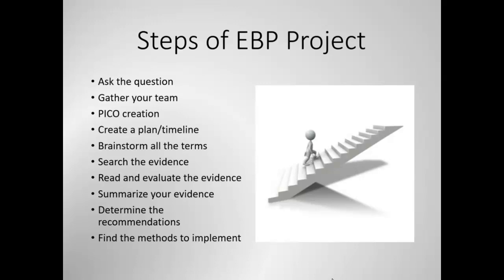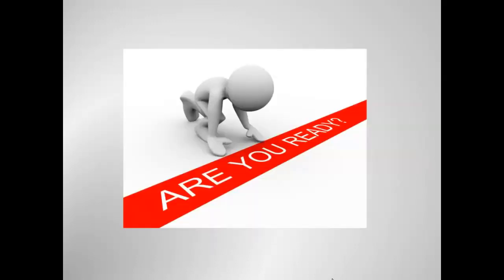Once you get your PICO from the literature to support it, create a plan or timeline. How long do you want to work on this project? Depending on what the project is, it could be very quick or it could take years. You're also going to brainstorm different terms for the exact same project. We'll discuss that in another slide. Then research the evidence. You need to get as much evidence as possible, read it and evaluate it, and summarize your evidence. From that evidence, you can determine your recommendations. And then you have to look into how you are going to implement this evidence-based process. So are you ready? Let's go through the process together.